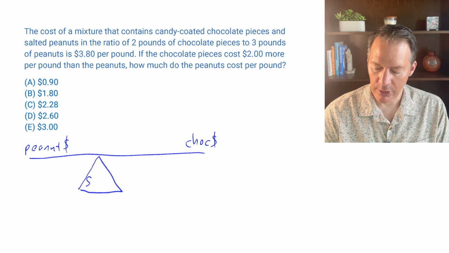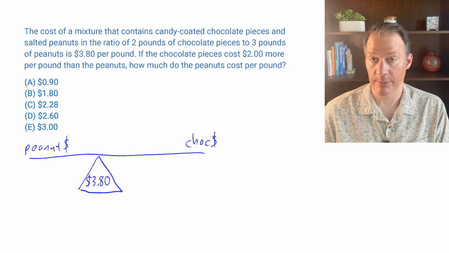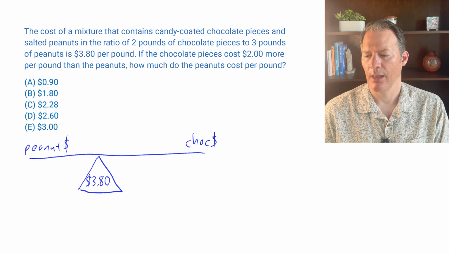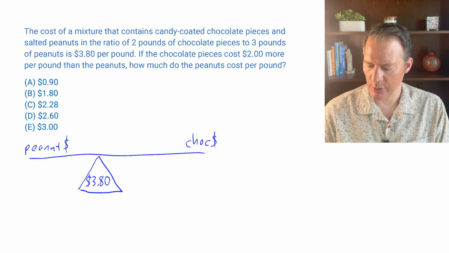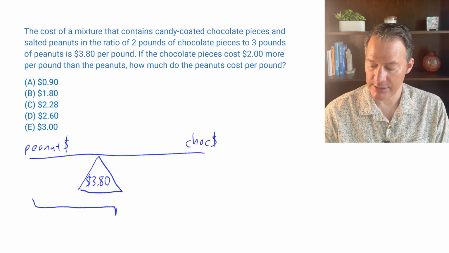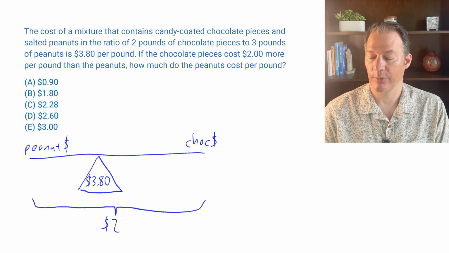But I actually put it a little closer to the left side, and that was on purpose because we know there's more pounds of peanuts than pounds of chocolate, right? So the average is weighted towards the peanuts. So that's important, and then we also want to include this $2, right? So in other words, there's a total distance or difference of $2 between the peanut price and the chocolate price.